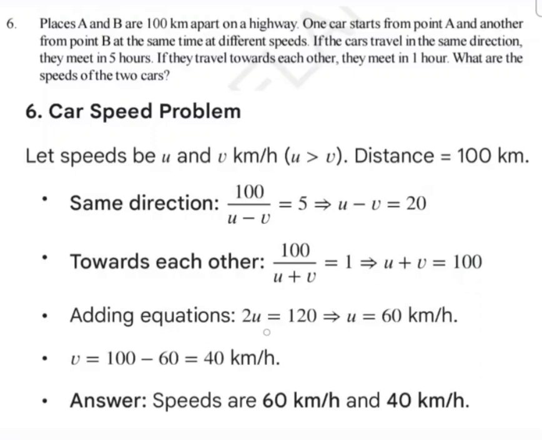Now adding these two equations, 2u is equal to 120, so u equals 60 kilometers per hour, and v equals 100 minus 60, which is 40 kilometers per hour. The speeds of the cars are 60 kilometers per hour and 40 kilometers per hour.